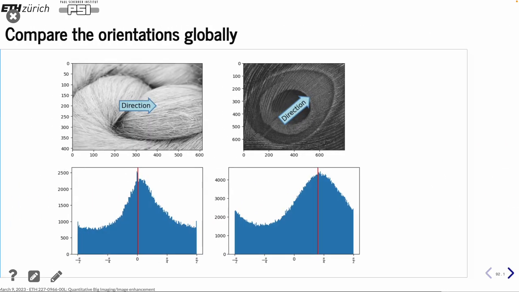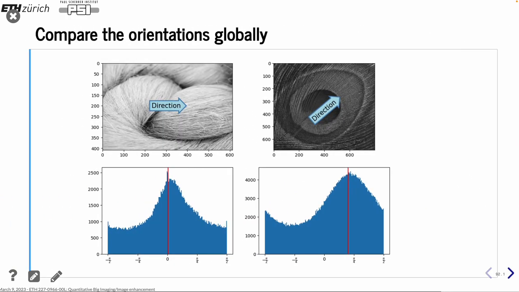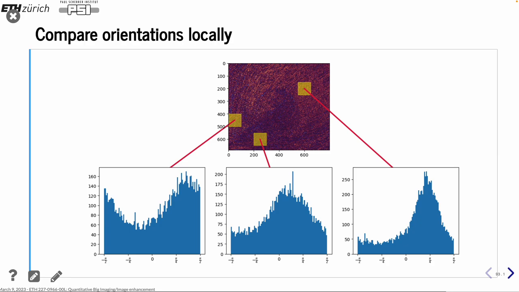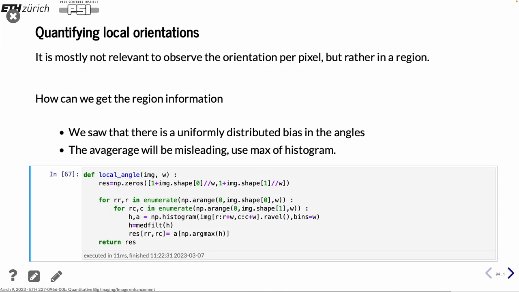So go back to the image. Yeah, there it is. Here we had almost 90 degrees, here more or less 0 degrees, and here 45 degrees. So we can actually determine the orientation locally in the image. And if we want to look at every region, I needed to write a little function for that.